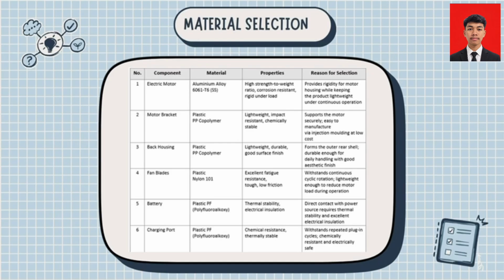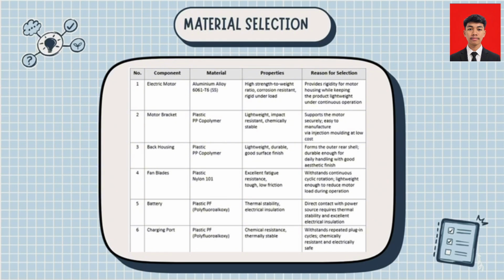Next, for the back housing, we use plastic PP copolymer. It forms the outer shell, durable enough for daily handling with a good aesthetic finish. For the fan blades, we use plastic nylon 101. It withstands continuous cyclic rotation and is lightweight enough to reduce motor load during operation.